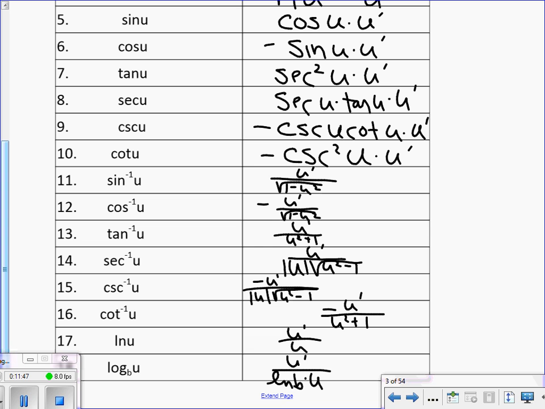Did anyone remember the derivative of log base b of u? You did? Get out of town. In the proper place. So it's still u prime over u. It's just that u invites his friend over in the denominator, the ln of b. Okay, we ready to talk about antiderivatives?